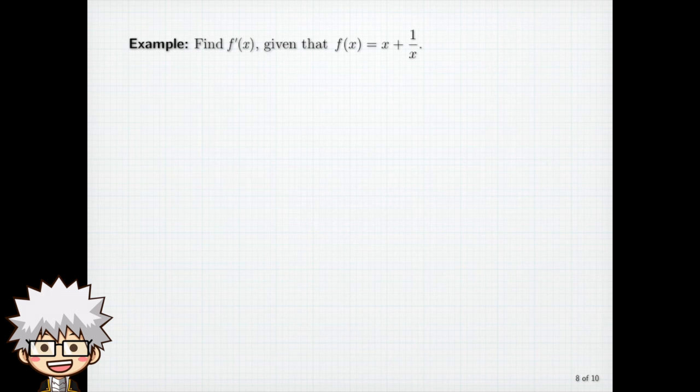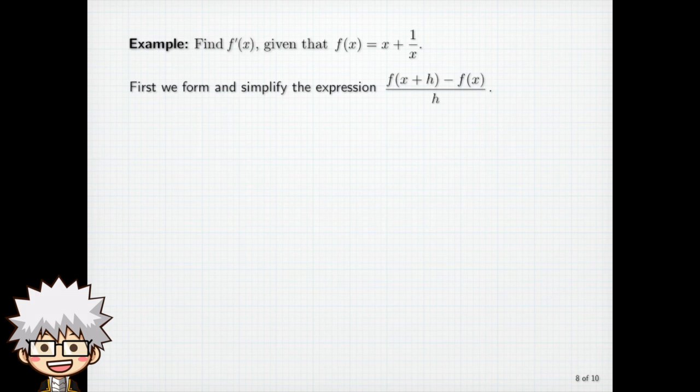Example. Find f prime of x given that f of x equals x plus 1 over x. First we form and simplify the expression f of x plus h minus f of x divided by h. f of x plus h is obtained by substituting x plus h into the function f for x wherever it appears in the formula. So f of x plus h is x plus h plus 1 over x plus h. And of course f of x is just x plus 1 over x.